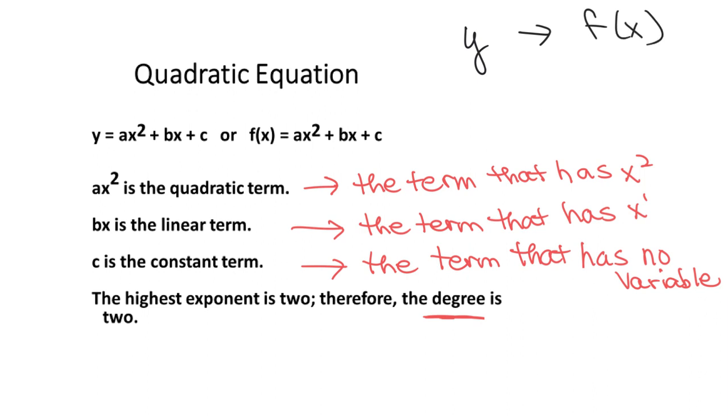So in a quadratic equation, in this particular example, ax squared is the quadratic term, and that means it is the term that has x squared. Bx is the linear term, and that is the term that contains x to the first power. And c is the constant term, that is the term that has no variable. The highest exponent is 2, therefore the degree of this quadratic equation is 2.